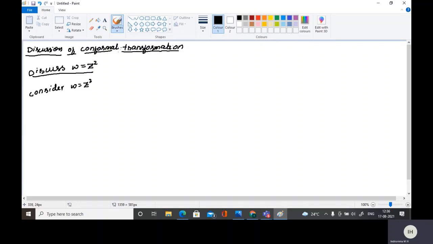Now we have to convert the image in the Z plane to the image in the W plane. So for that we have to substitute for Z either in the form of Cartesian or in the form of polar. So first I am going to substitute that. As we know that W is equal to U plus IV, and I am going to substitute Z is equal to X plus IY.